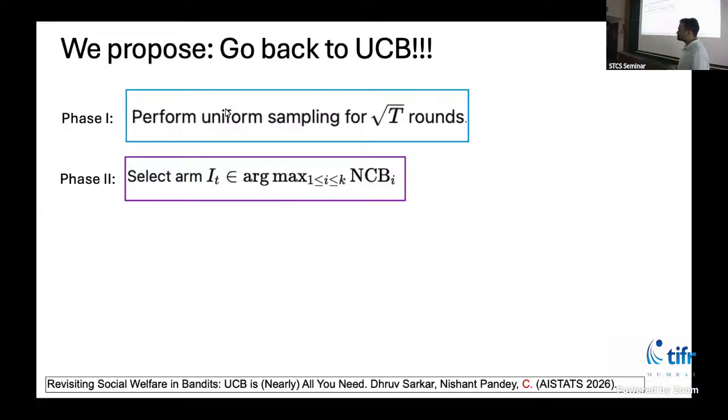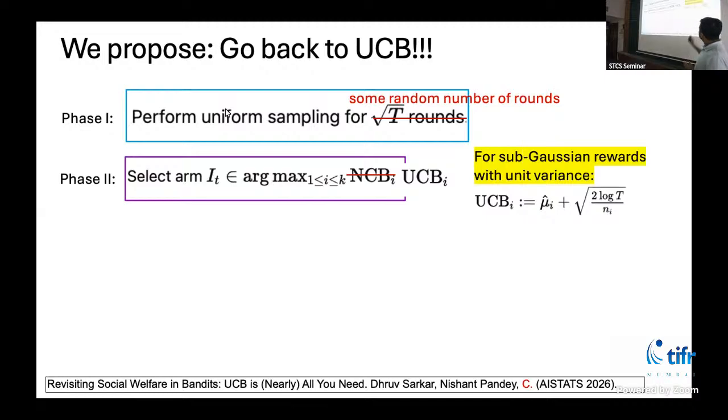Similar algorithm. Phase 1: instead of performing uniform sampling for square root T rounds, we just do uniform sampling for some random number of rounds that we are going to control later. Second, instead of pulling arms using the Nash confidence bound, we pull arms using the simple UCB confidence bound. This is our UCB confidence bound for sub-Gaussian random variables with unit variance.